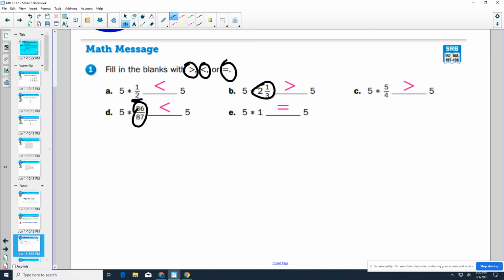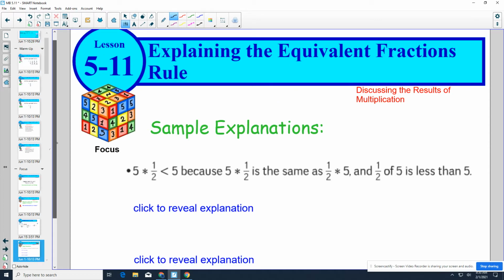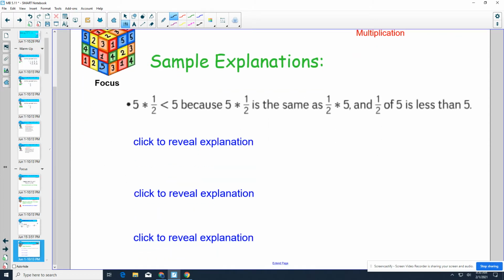Okay, this one we can see that our fraction is greater than 1. So we know that 5 times anything greater than 1 is going to be greater than 5. In this case, the multiplicative identity comes in there, and you can see 5 times 1 is equal to 5. This one, 5/4, I know is greater than 1, so it's going to be greater than 5 when you multiply. So don't always assume that your number is getting larger when you multiply. If it's a fraction less than 1, your number will actually get smaller. Okay? And so like it says here, 5 times a half is less than 5 because 5 times a half is the same as half times 5, and half of 5 is less than 5.